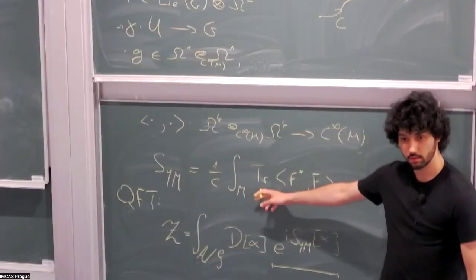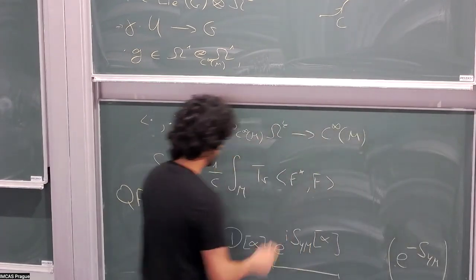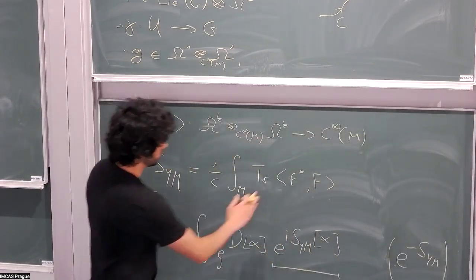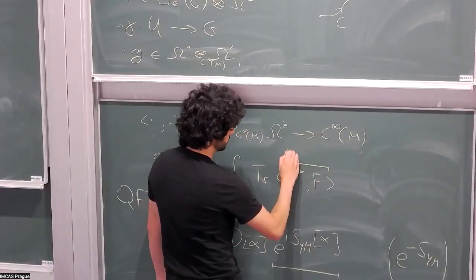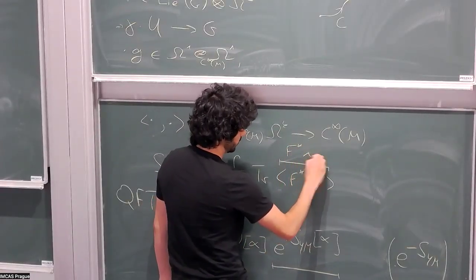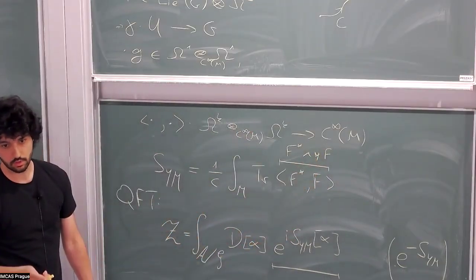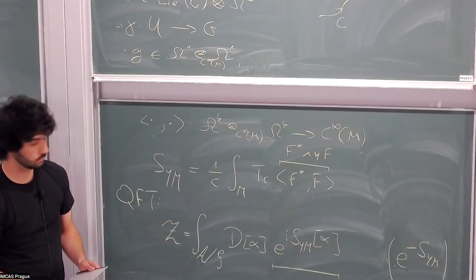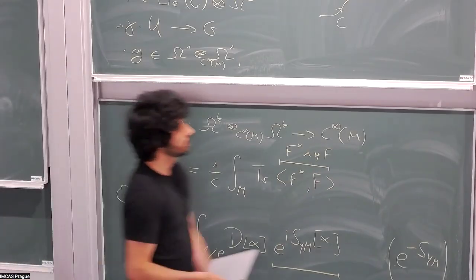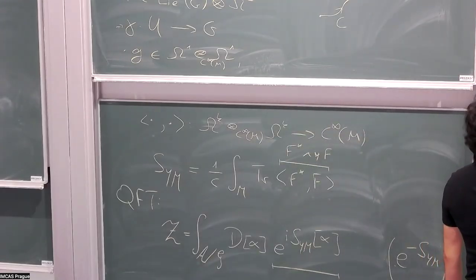I mean here. Yeah, so sorry. So here I would have f star wedge Hodge star f, and then you just get the usual determinant of G. Yeah. Does that make sense? Right. So now if we go over to lattice gauge theory.